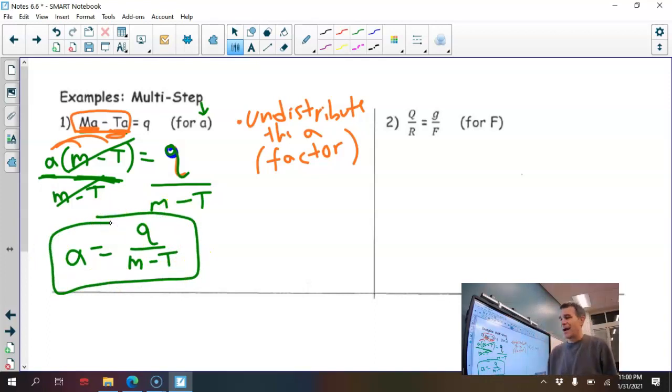Right? All right, so in that example, we learned to undistribute. Now, that's the last time I'm going to show my work. At this point, I want you to see that you can just think about what you're going to do and show your next line. All right, in this next example, my variable that I'm solving for is in the denominator of the fraction.